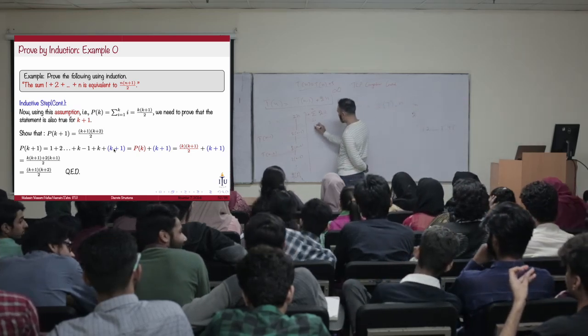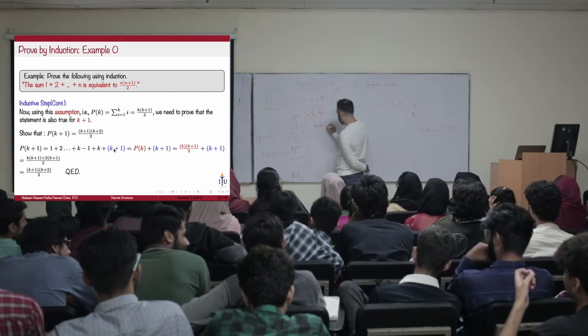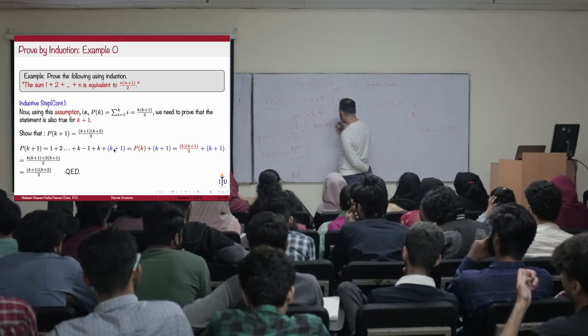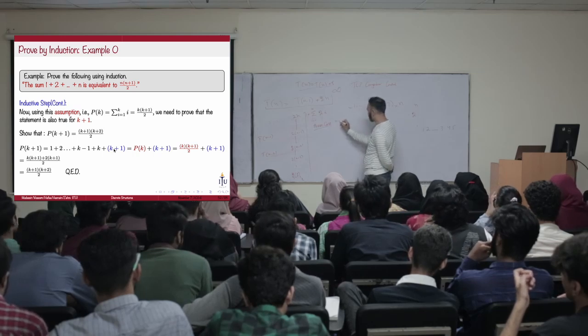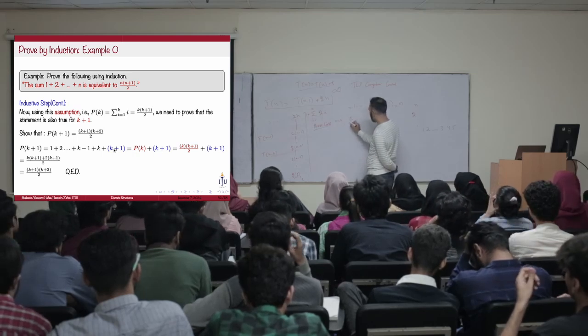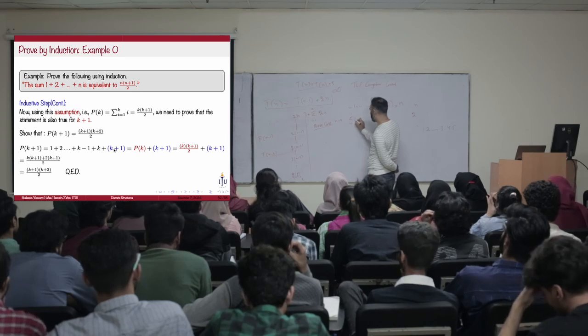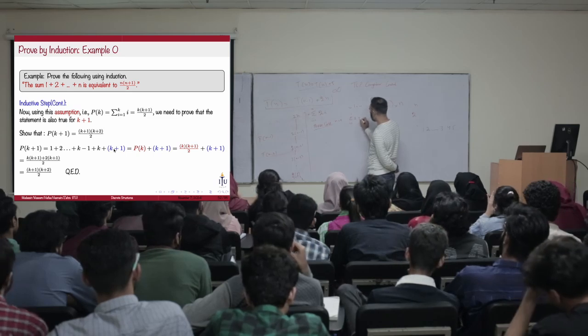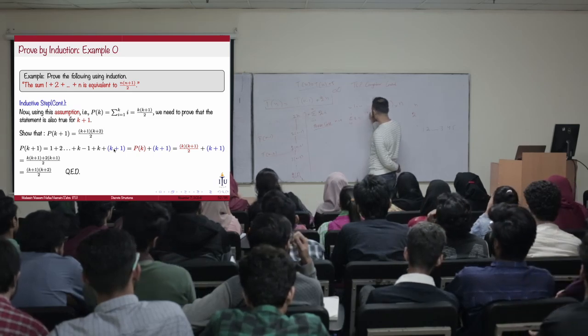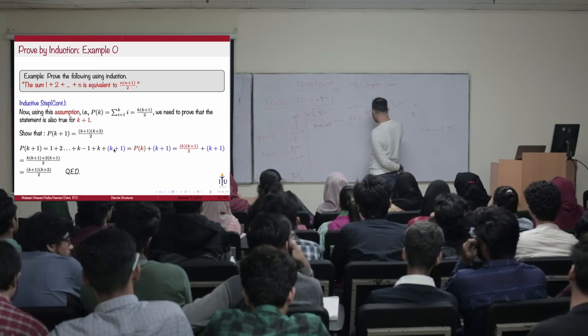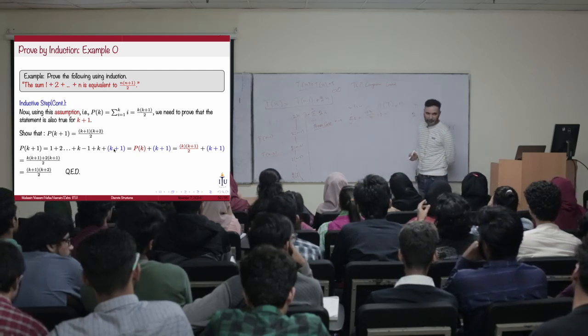So base case or basis step is when n is equal to 1. The sum of i goes from 1 to 1. It's just 1, which is equal to 1 times 2 over 2, which is 1. So this is the base case or basis step.